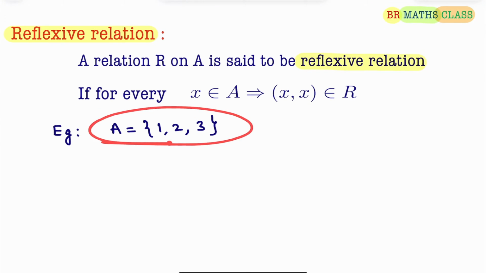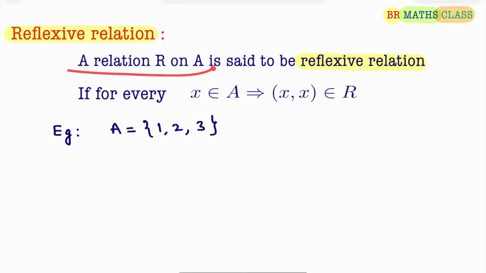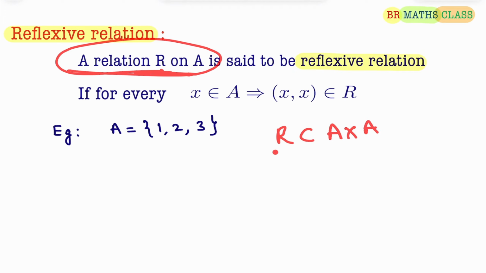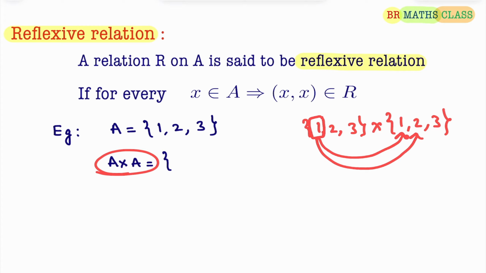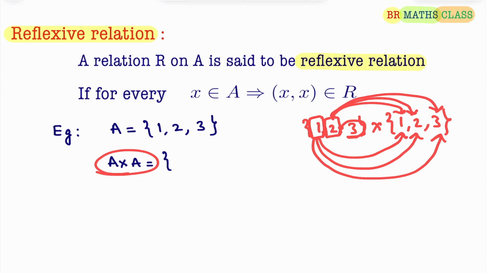I'll take set A like this. Set A is {1, 2, 3}. R is a relation on A means R is a relation from A to A, that is, R is a subset of A cross A. So I want to write A cross A now. How will you write A cross A? See, first I'll take set A {1, 2, 3}, cross, again set A {1, 2, 3}. How will you pair? You take one element in the first set and pair it with all the elements in the other set, like (1,1), (1,2), (1,3). After that you take the element 2: (2,1), (2,2), (2,3). Similarly (3,1), (3,2), (3,3). That is A cross A.